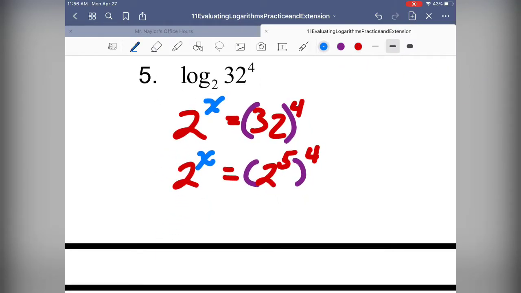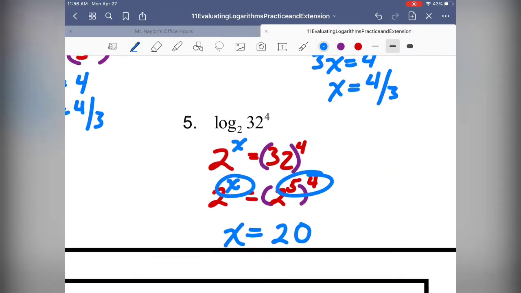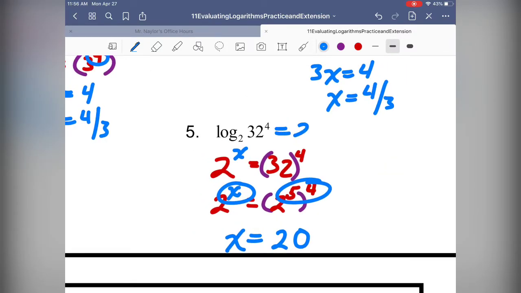So what we have now is the ability to say that x, the exponent, would have to equal this exponent. Make sure you multiply those numbers and we get 20. That means that the log is equal to 20.